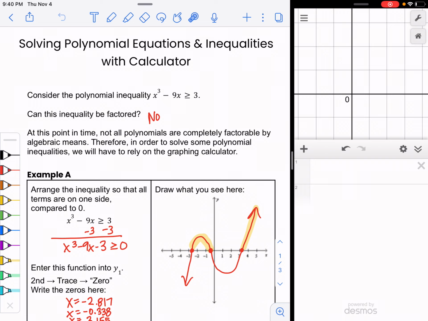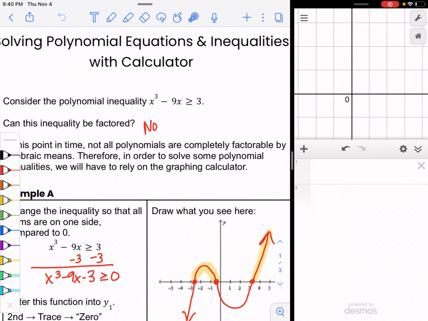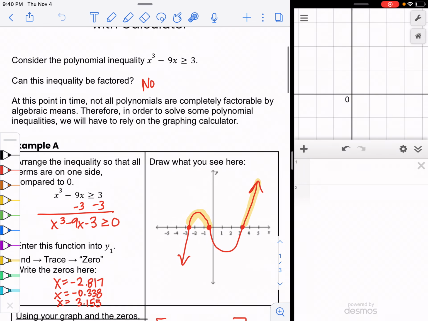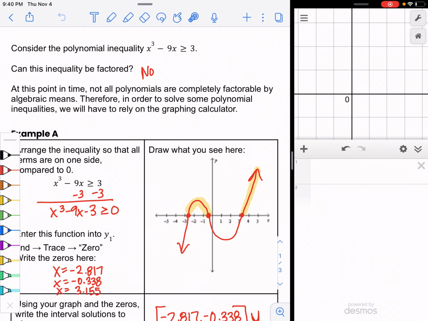So if we're thinking about this inequality here, consider this inequality. Can it be factored? No, it can't. The reason it can't, because we have x to the third here, we have x. Even if we took out an x, it's not going to work out because we need quadratic form, if anything, here. So at this point in time, not all polynomials are completely factorable by algebraic means. Therefore, in order to solve some polynomial inequalities, we will have to rely on a graphing calculator.